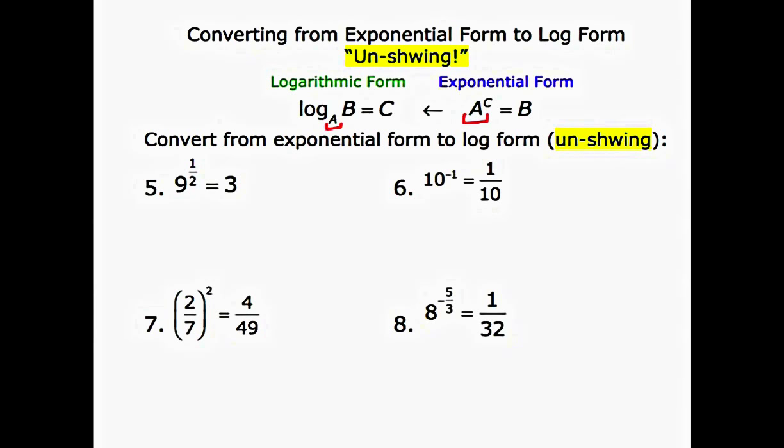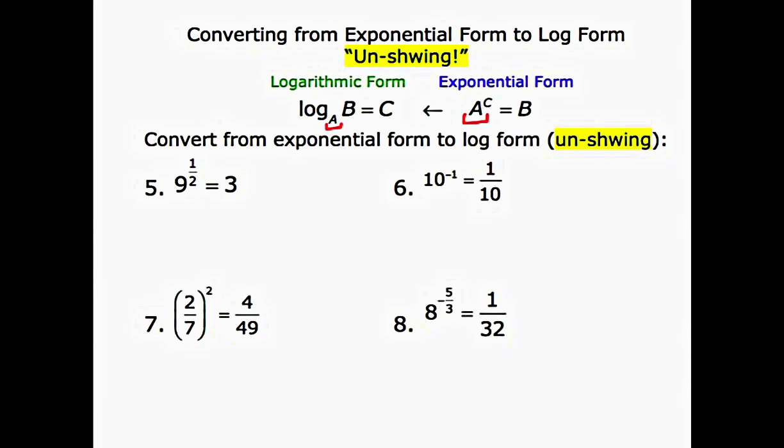Also take note of the positioning of b and c. They seem to switch from one form to the other. In logarithmic form, the b is on the left, but in exponential form, the b is on the right. Furthermore, in logarithmic form, the c is on the right, and in exponential form, it's on the left. So there's a little bit of a switch going on there too. But I think the best way to start is just to focus on what that base is. Let's take a look at a couple of examples.